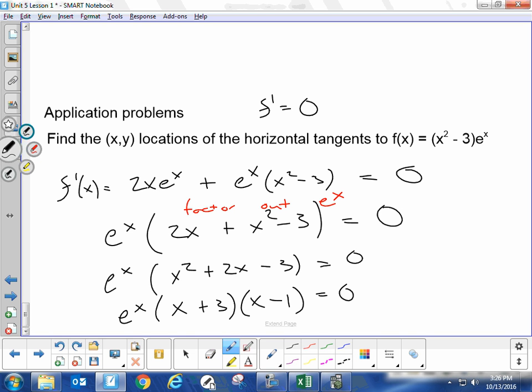Now I know, since I have a product equal to 0, that when x is negative 3, definitely works. When I have x equals 1, that definitely is going to make the left side 0. So those are my two answers from those two pieces. But what about e to the x? What number do I plug in for x here to make this 0?